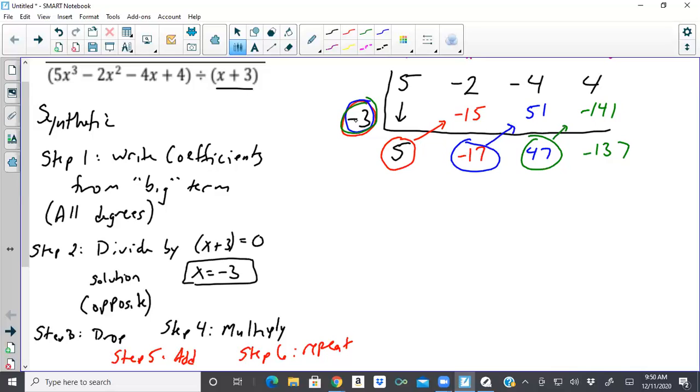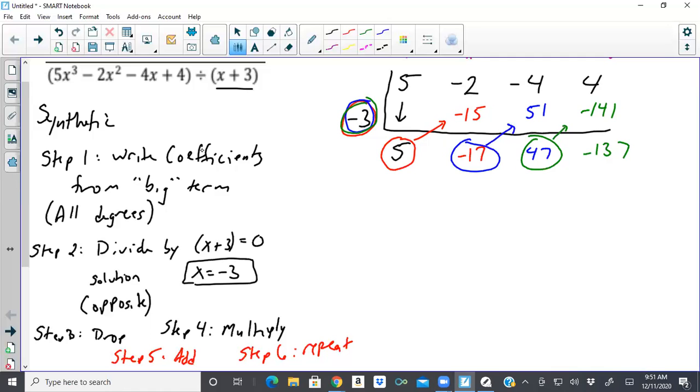Multiply negative 3 times negative 17 to get positive 51. Add negative 4 plus 51 gives me 47. Multiply negative 3 times 47 to get negative 141. Add the 4 plus negative 141 equals negative 137.